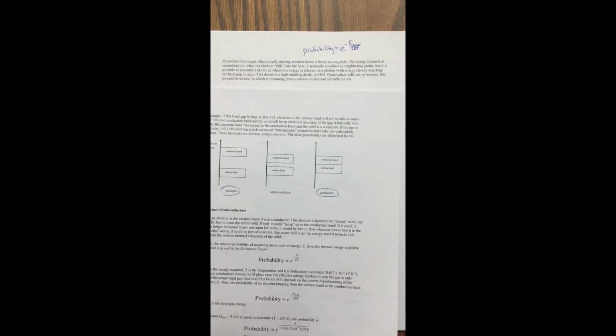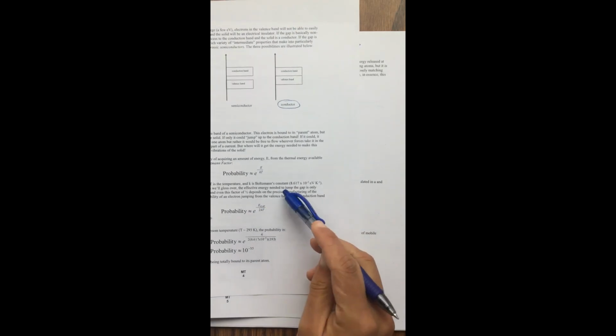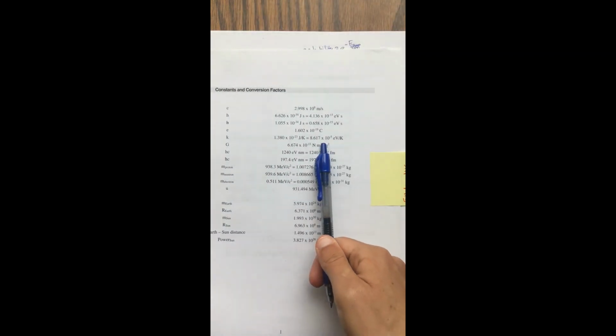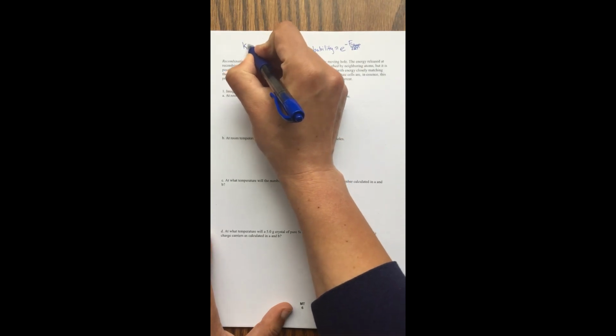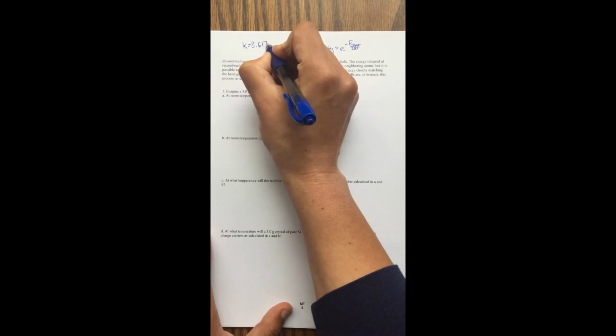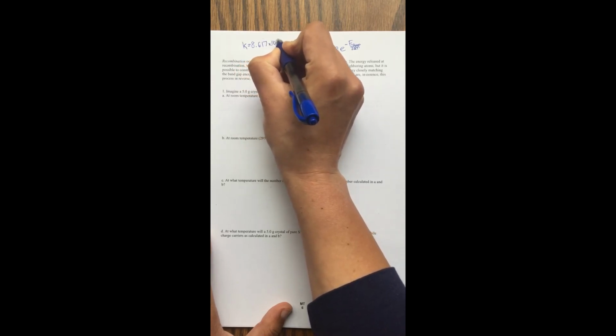Now be careful here. The k that we're using, they gave the value for that here. That's Boltzmann's constant. That's also in the appendix. And that is 8.617 times 10 to the negative 5th electron volts per Kelvin. Let's write that down. 8.617 times 10 to the negative 5th electron volts per Kelvin.